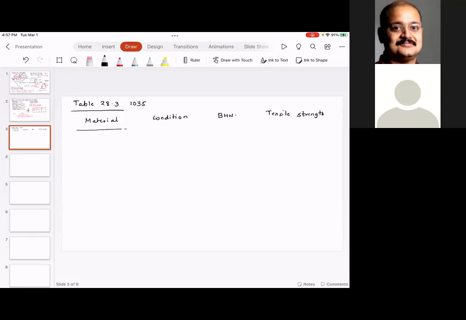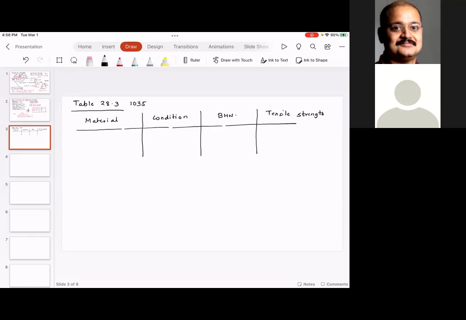Now, before I talk about different aspects of this table, can someone tell me what is BHN, or the Brinell hardness number? Right. So hardness is the property to resist scratches. Brinell hardness number tells you how hard the material is. For an example, if you talk about diamond, diamond would have very high BHN.